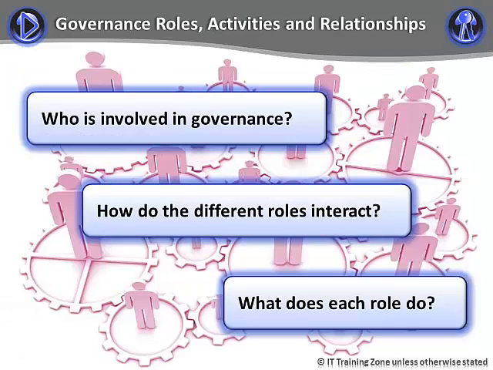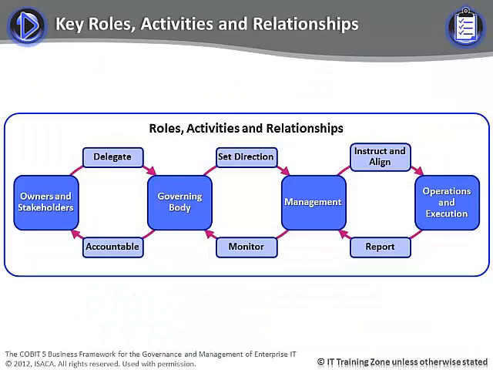The third element of the COBIT 5 governance approach is roles, activities, and relationships. This is concerned with defining who is involved in governance, how the different roles interact, and what each role does. The diagram on your screen shows the key governance roles and the way they interact. The key roles are owners and stakeholders. These are the roles that own the enterprise.